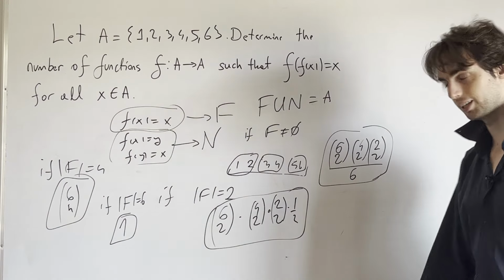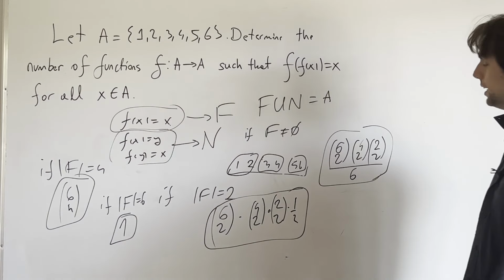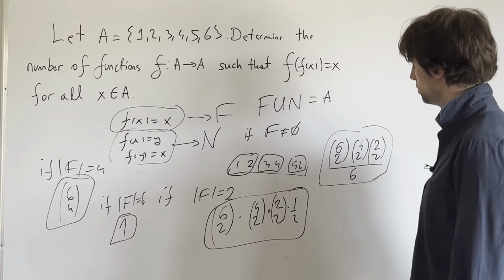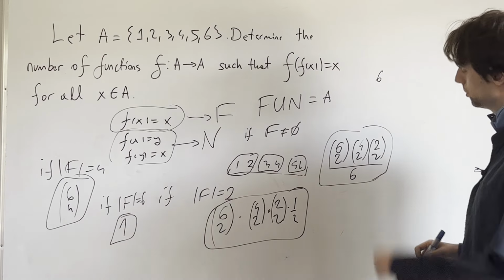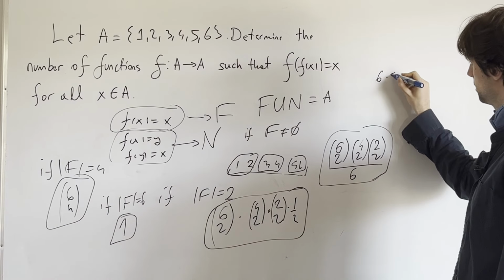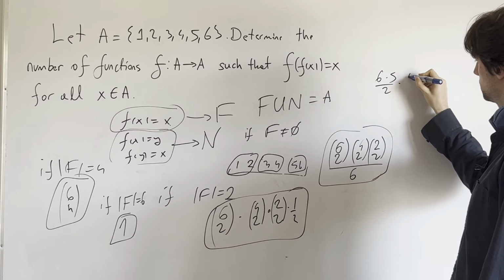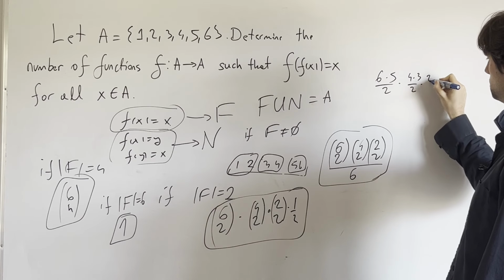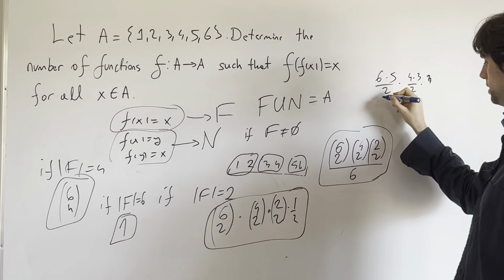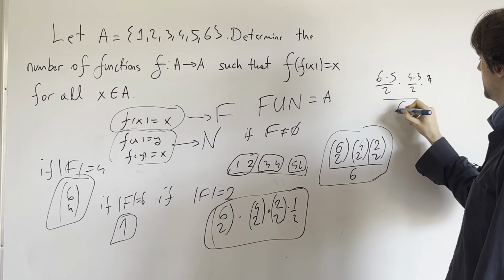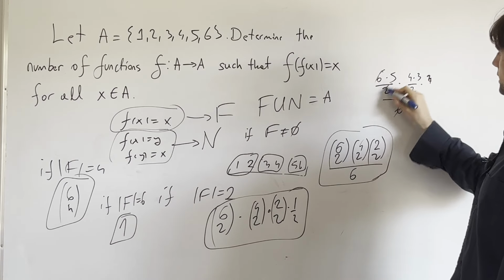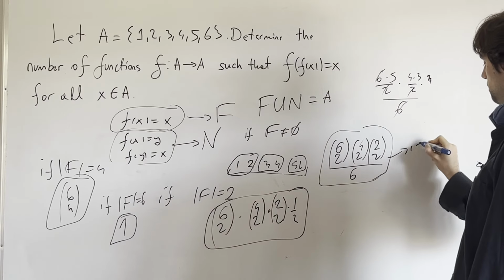And now we calculate that. The most fun part, yay. So what is this? 6 choose 2. Okay, 6 choose 2 is 6 times 5 over 2, times 4 times 3 over 2, times 2 times 2 over 2, which is just 1, all divided by 6. The 6 cancels out, this cancels out, so this one is 15.